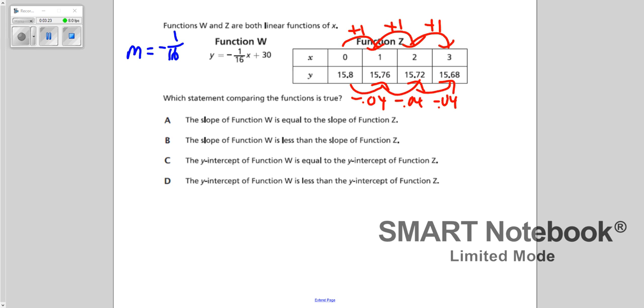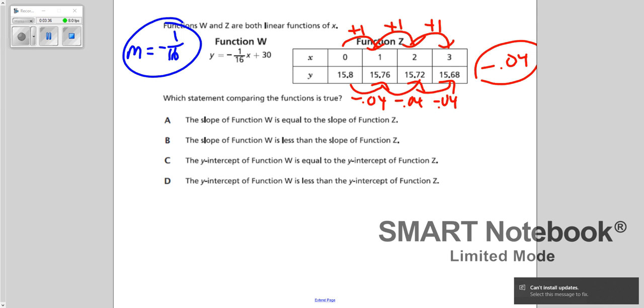So the slope, which is the change in y over the change in x, is -0.04. And the slope of this one is -1 over 16. -1 over 16 as a decimal is -0.0625. So they are not equal. The slope of function w is less than the slope of function z.